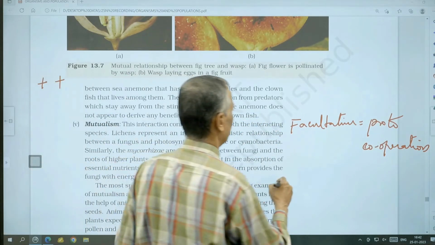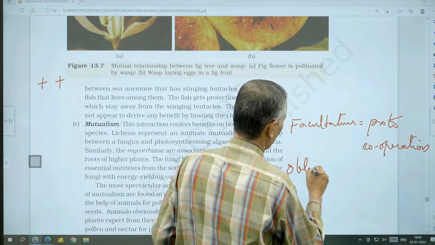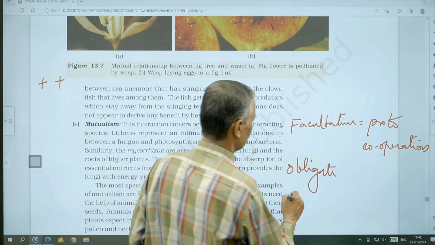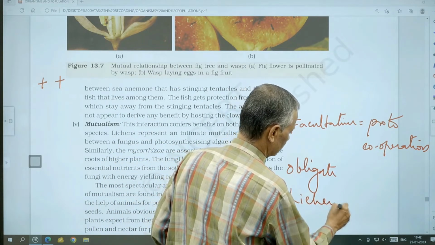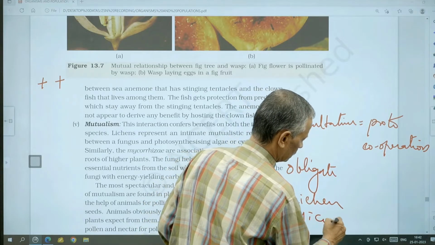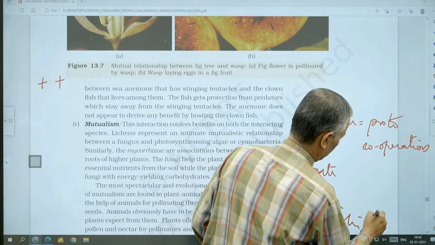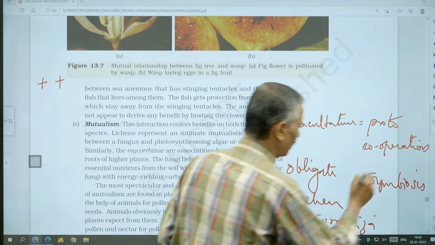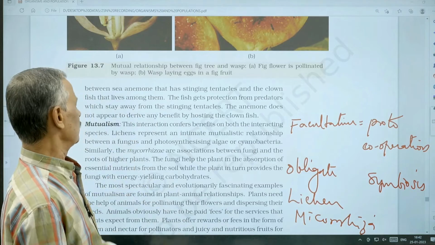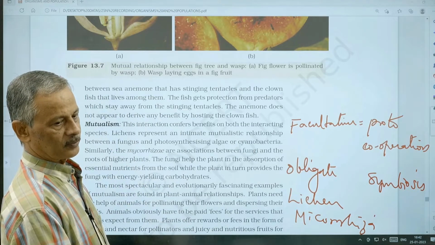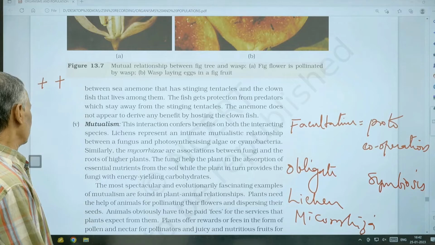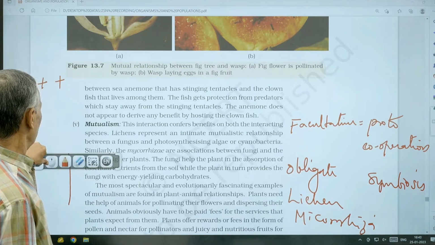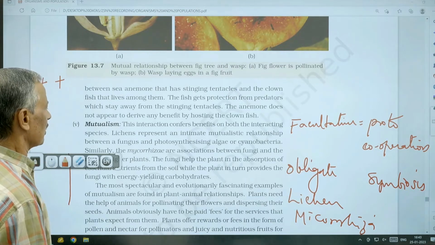they can live independently also. Only when they come in association, both will be benefited. Whereas the other type is obligate. It is called obligate mutualism, like lichens, mycorrhiza. It is called symbiosis. They can live only in this condition. Obligate mutualism is called symbiosis. Okay. Lichens, the classical example, the association between the fungi and the roots of other higher plants. That is another classical example.